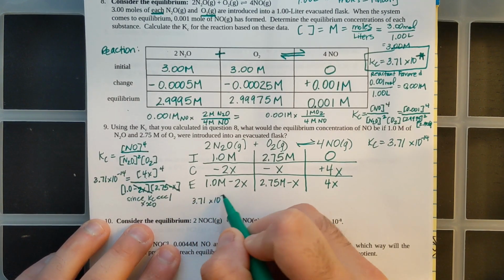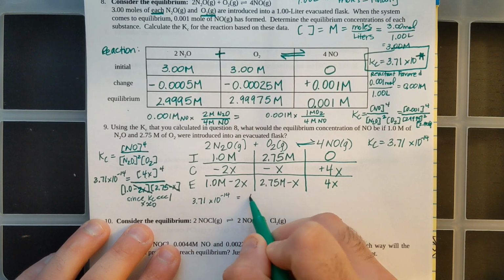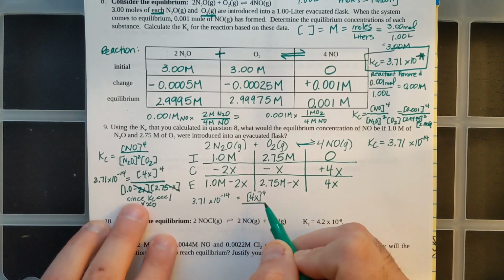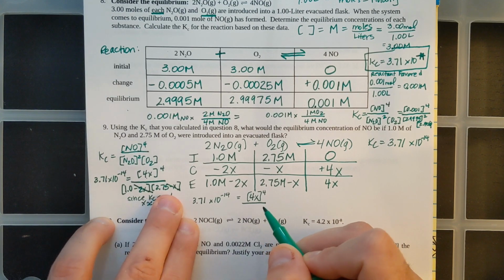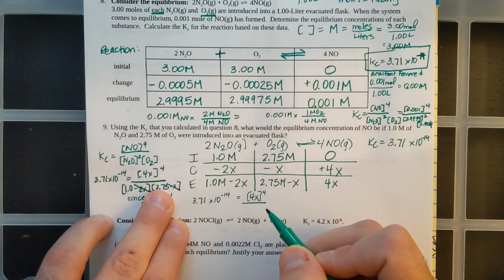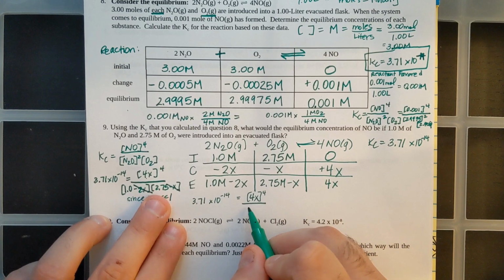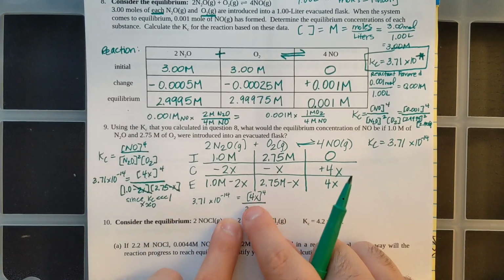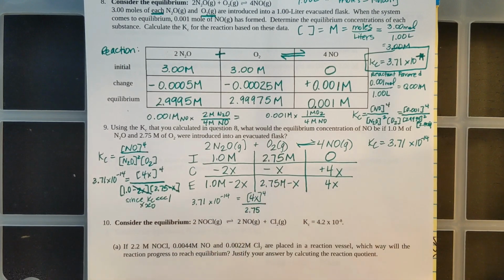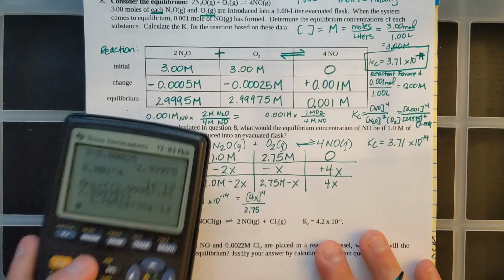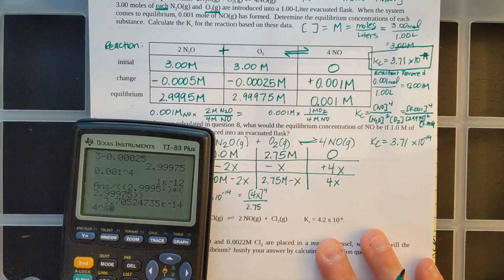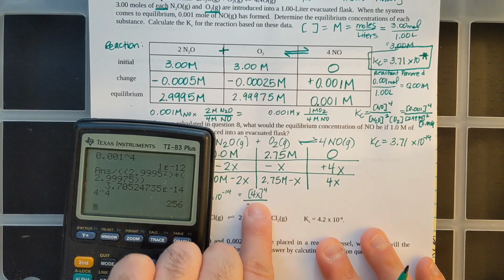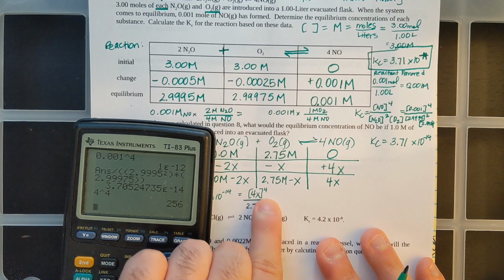I have 3.71 times 10 to the minus 14th is still going to be 4x raised to the fourth over, since these minus 2x and minus x are gone, it's going to be 1 times 2.75. So it's just going to be 2.75. Okay, now be careful. This is 4x raised to the fourth. To do 4x raised to the fourth, you got to do 4 raised to the fourth, and then x to the fourth. So 4x raised to the fourth, that whole thing, I raise both numbers to the fourth.